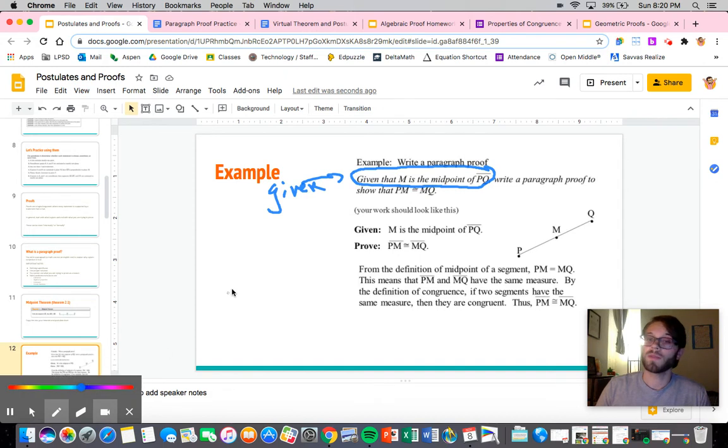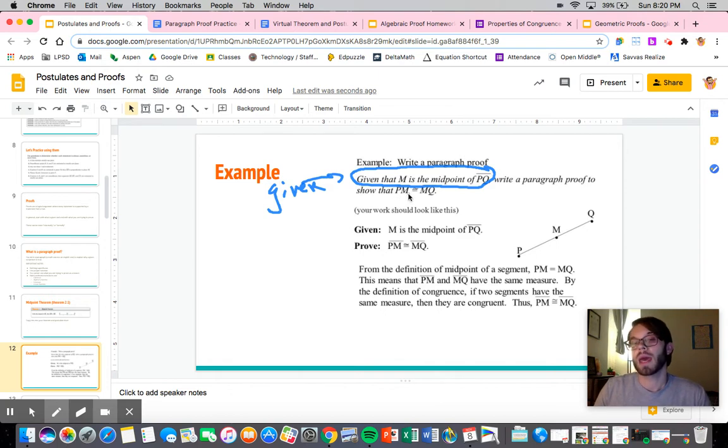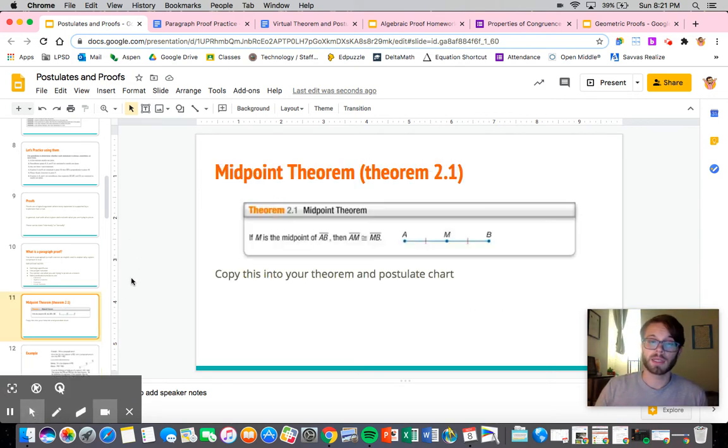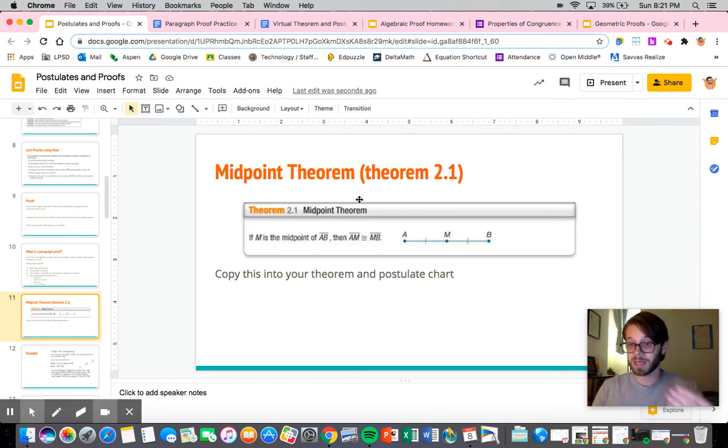And we are also informed to write a paragraph proof to show that segment PM is congruent to segment MQ, which it does break you down here. But you can see right here saying show that, this is what we're trying to prove. So this should be our final statement. We should be saying at the end, my statement is segment PM is congruent to MQ. And if we go back to the prior slide, you'll notice this is equivalent to the hypothesis and the conclusion.